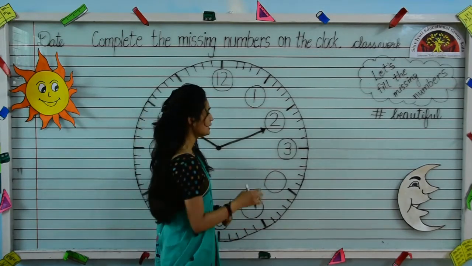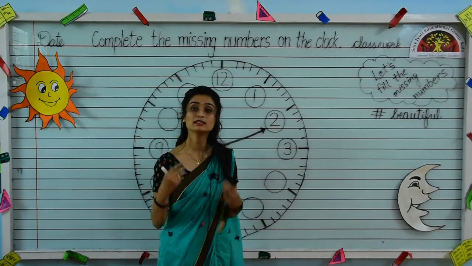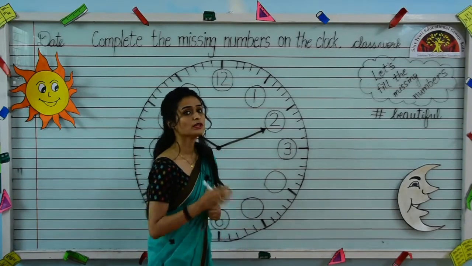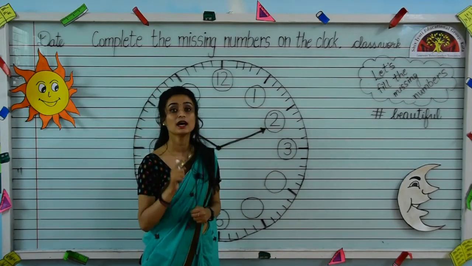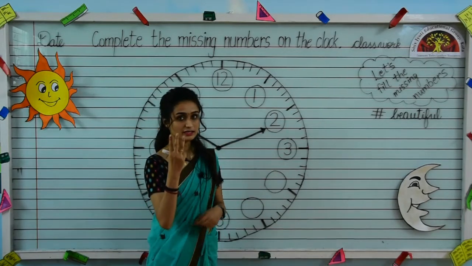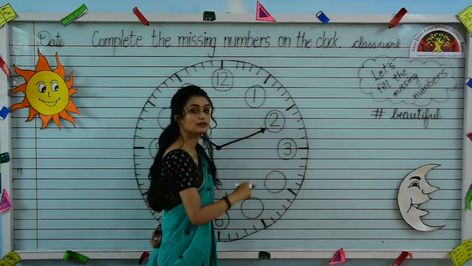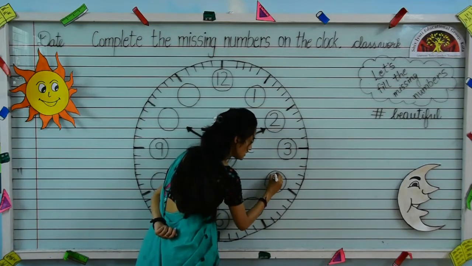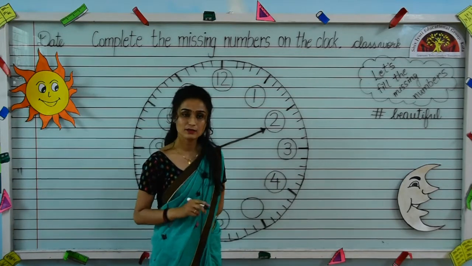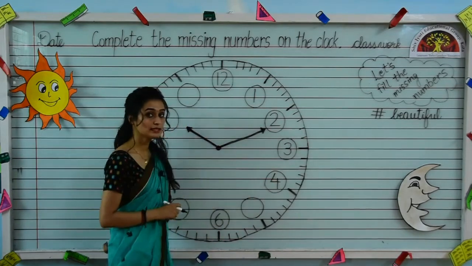Now, as you can see, in the next circle, 3 is already written. So, let's jump on the next circle. So, think what comes after 3? After 3, the next number will be 4. 1, 2, 3, 4. So, we will write 4 over here. Slanting line, sleeping line and one standing line. This way you have to write 4 over here. Very nice. Come on the next circle.